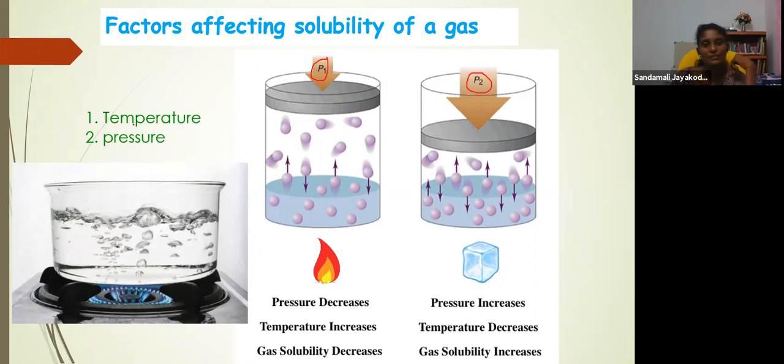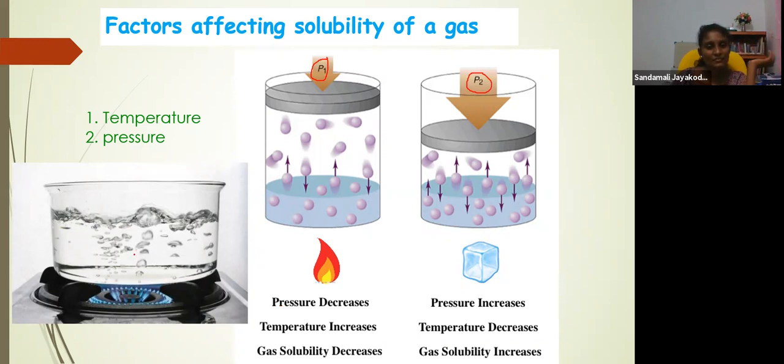Then Hindi, tell me, can you explain what happens to the solubility of a gas when we increase the temperature? The solubility of a gas decreases. Yeah, that is the thing. You said the solubility of a gas decreases, right? Yes, that is the thing.